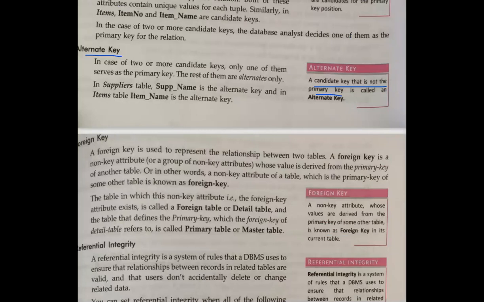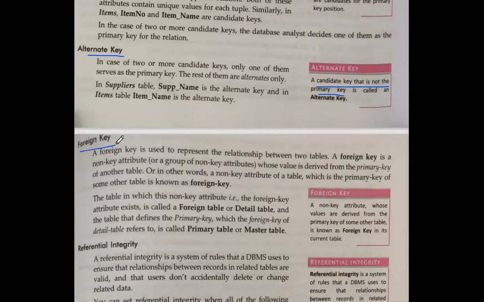Then next we have the foreign key. This is the next type of key, which is foreign key. To understand foreign key, you have to understand something like this: we have two tables. For example, think that I have two tables. In the first table I have your GR number, then your name, your class, your age; all this information is stored.